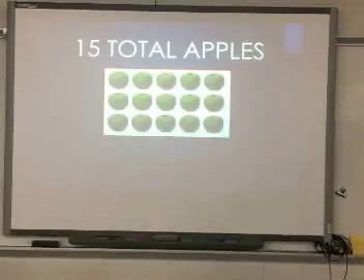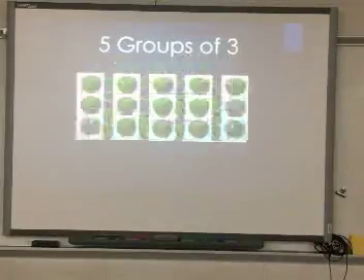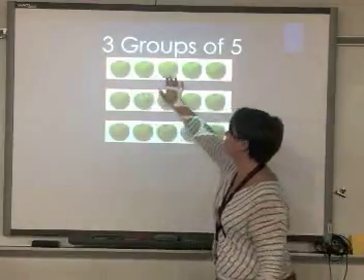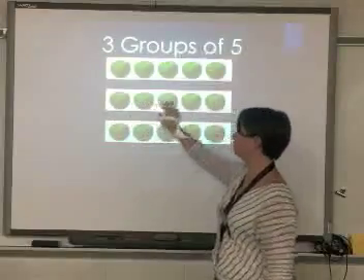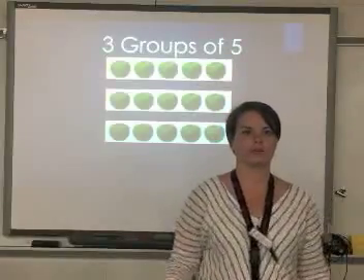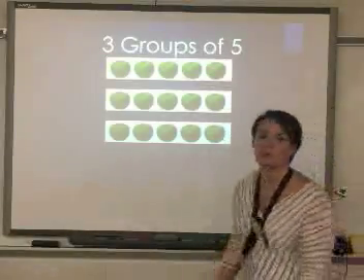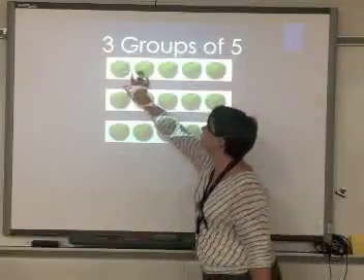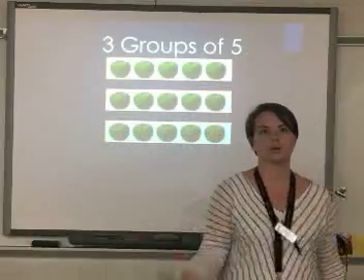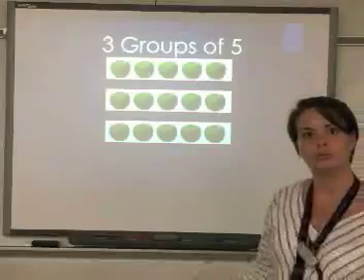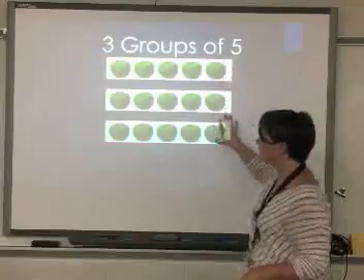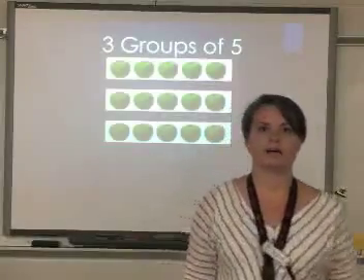But let's break it down. You can have 3 groups of 5. 1, 2, 3, 4, 5, first group. 1, 2, 3, 4, 5, second group. 1, 2, 3, 4, 5, third group. If you have 3 times 5, it equals 15. You can go ahead and count and see that. 1, 2, 3, 4, 5, 6, 7, 8, 9, 10, 11, 12, 13, 14, 15. You have a total of 15 apples, but it can be grouped differently. 3 groups of 5, because you multiplied 5 3 times, you increase your quantity of 5 to 15.